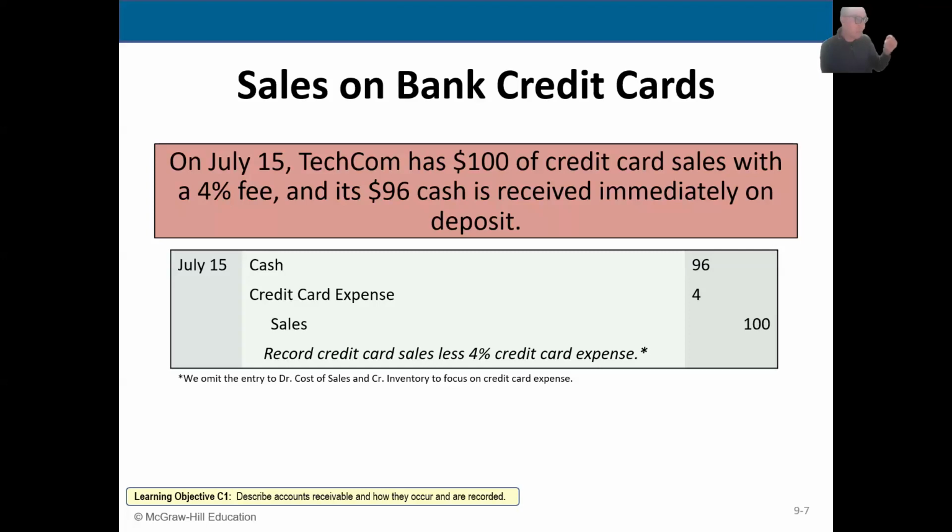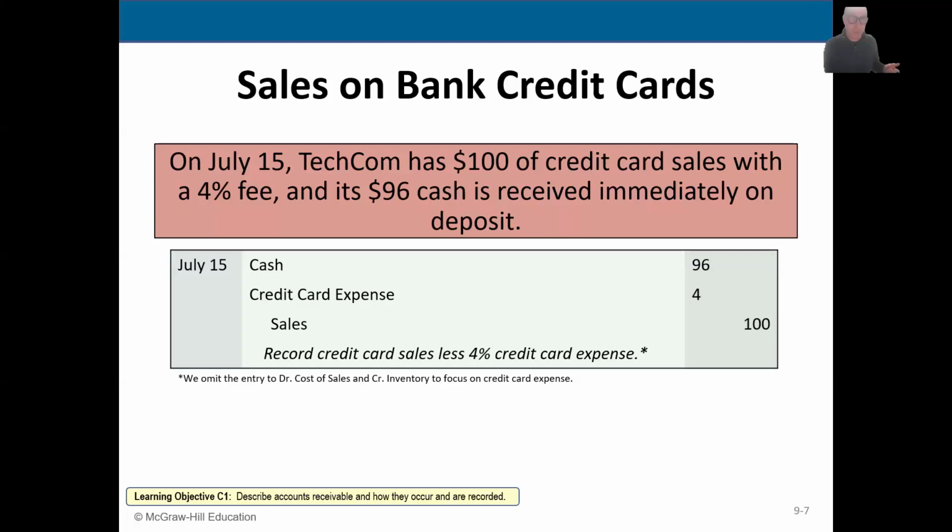Okay? The same thing applies to debit cards. So if the business accepts debit cards or credit cards, there's a processing fee that the business has to pay, and it's usually a percentage of sales from cards. So in this example, the fee is 4%, which is probably close to accurate. I think American Express is like 6% or 7%. Visa and MasterCard, I think they're around 4 or 5% right about now.